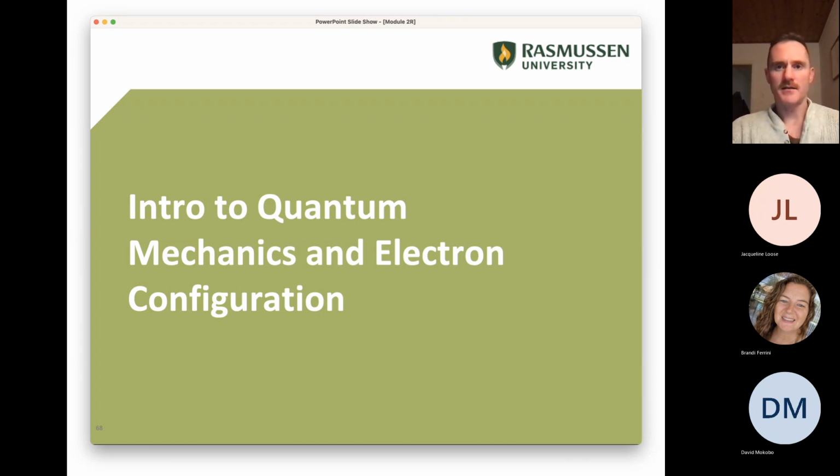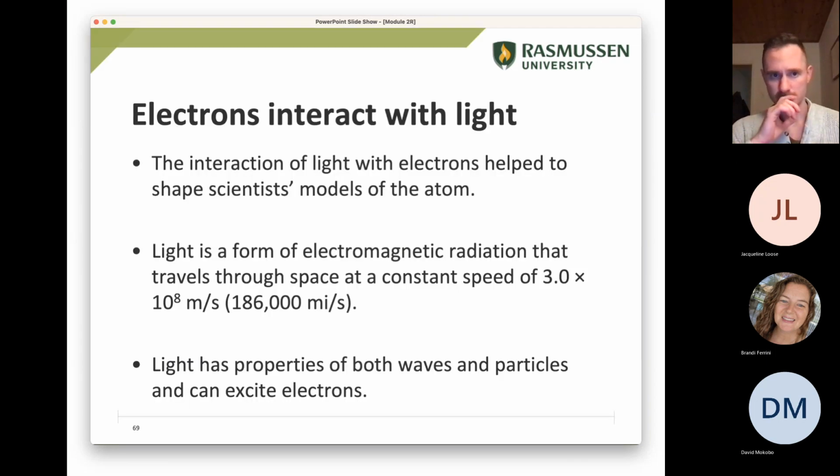Let's put the math aside and go to a more conceptual portion of this lecture, which is the intro to quantum mechanics and electron configuration. So why are we even talking about all of this? Well, electrons are probably the most important part of an atom. And the reason for that is because electrons are what are responsible for bonding.